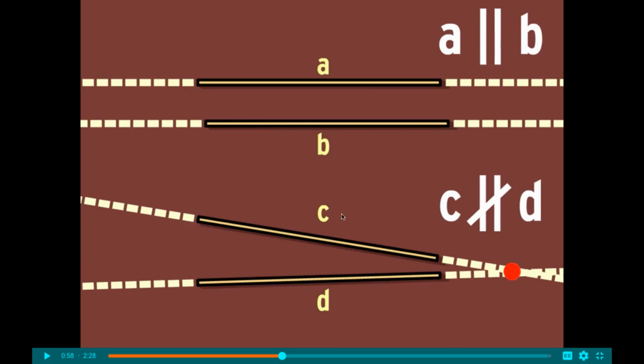And just the opposite, look at lines C and D. C represents line C, D represents line D, and then this symbol right here means that these two lines, C and D, will intersect. It says they are not parallel. And if it's not parallel, that means they are intersecting or they will intersect.